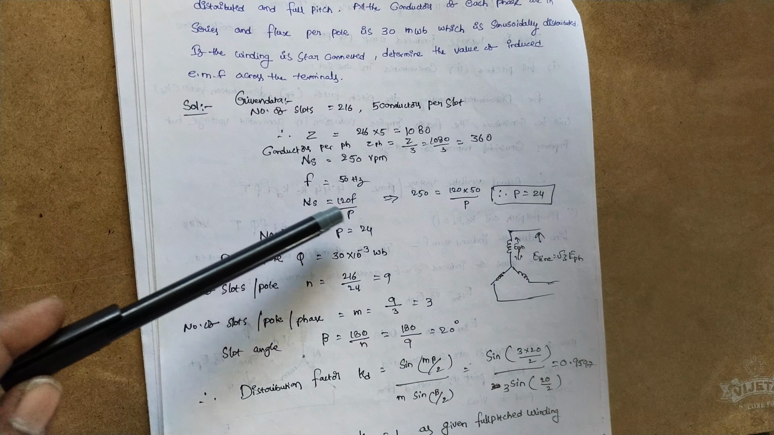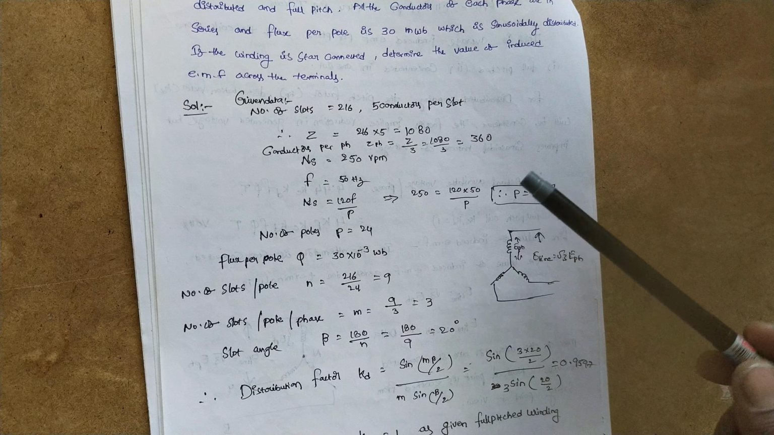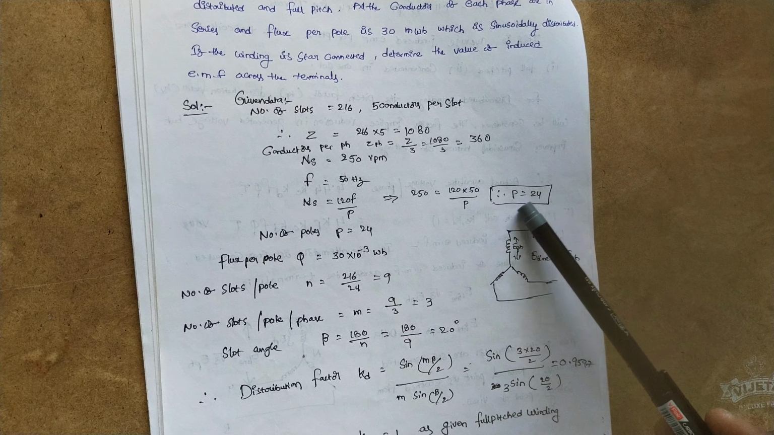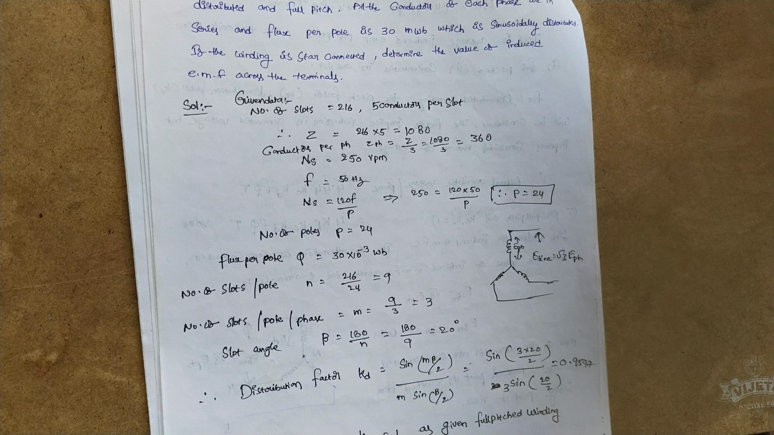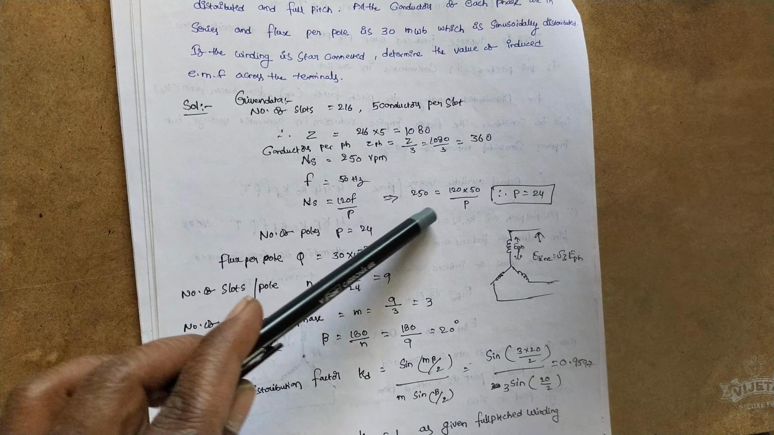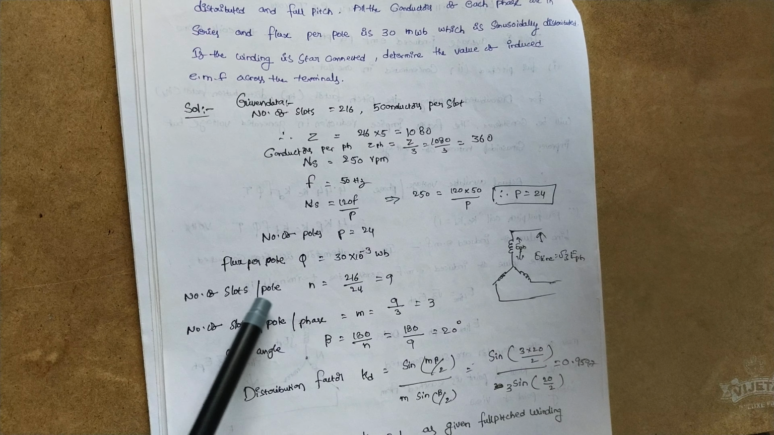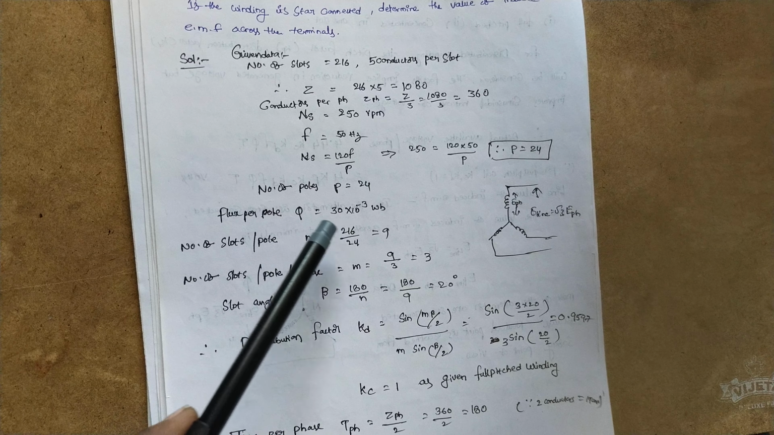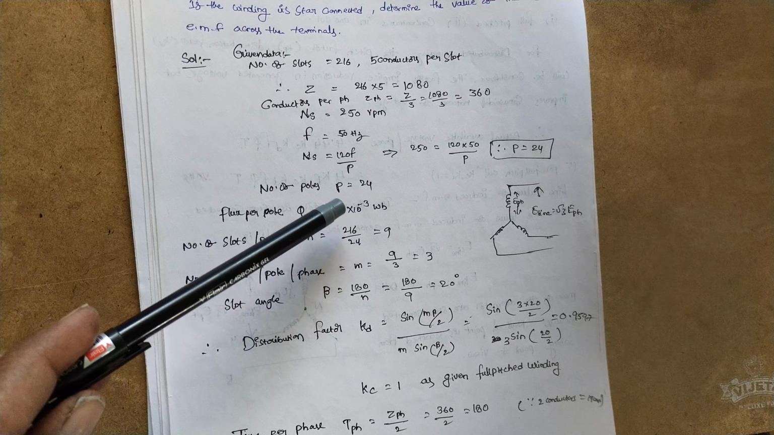After that, Ns equal to 120 F by P. They given that 50 Hz frequency, number of poles are given, P equal to 24 we calculated, because based on that given data, we can calculate number of poles, P equal to 24. Flux per pole is given as 30 into 10 power minus 3 Weber.